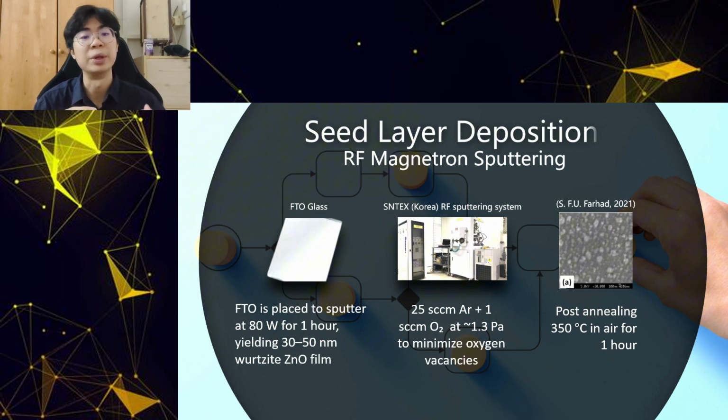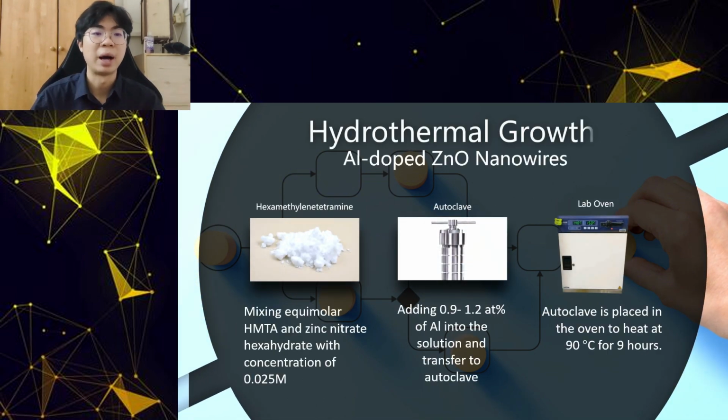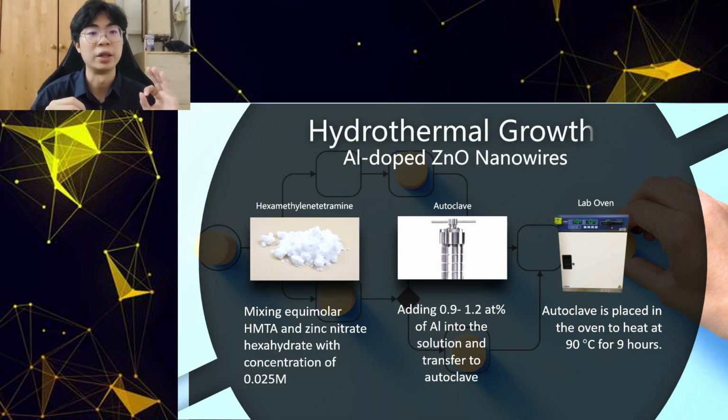After that, heat treatment will be done at 350 degrees in air for 1 hour to improve the crystallinity. Next, hydrothermal growth will be done by mixing hexamethylenetetramine with zinc nitrate hexahydrate at an equimolar concentration of 0.025 mole, balancing the dye loading with efficiency of charge transport. The mixture is then added with aluminium nitrate monohydrate to yield around 0.9 to 1.2 atomic percentage and put inside the autoclave. The atomic percentage is calculated through the molality of the substance, and the autoclave is then placed in the oven to heat at around 90 degrees for 9 hours.